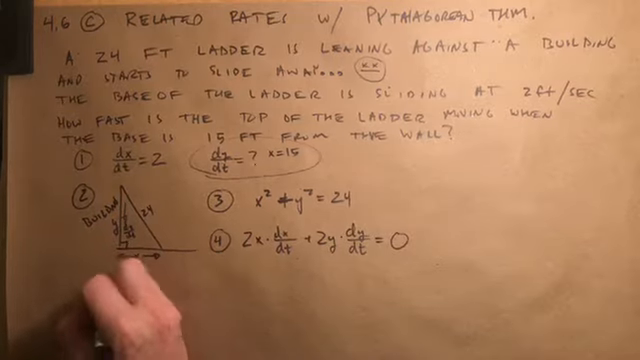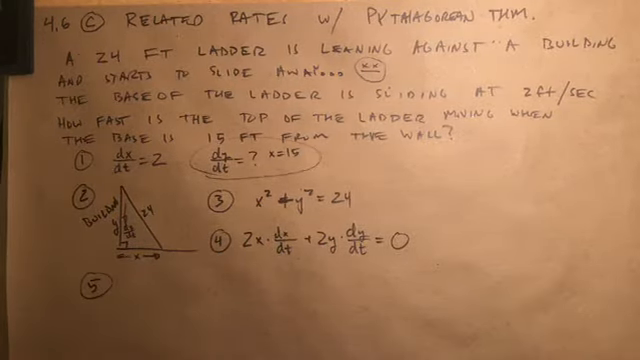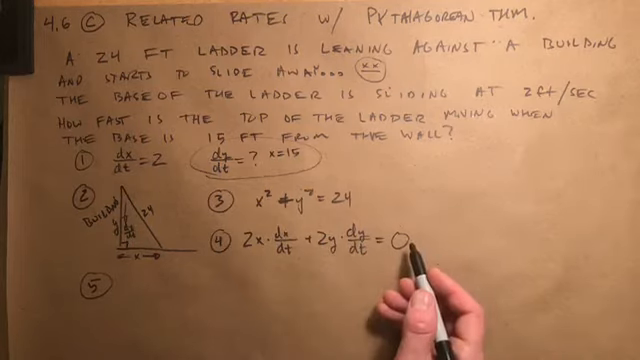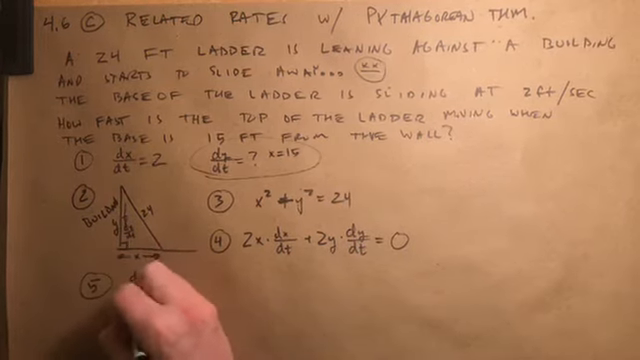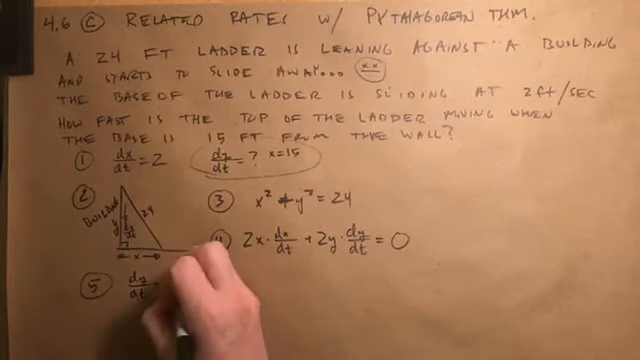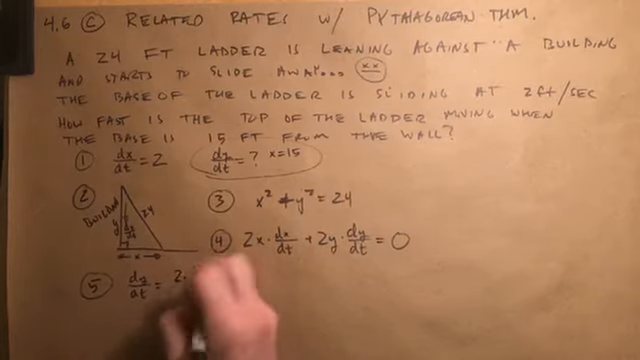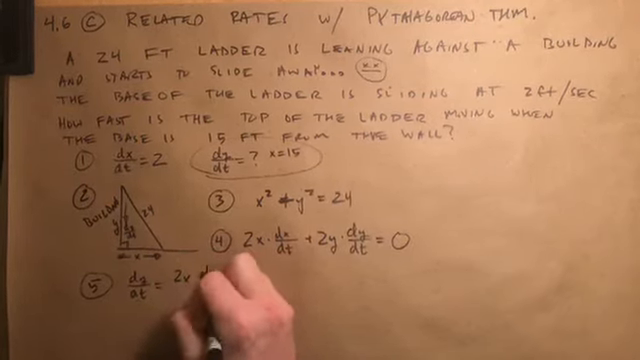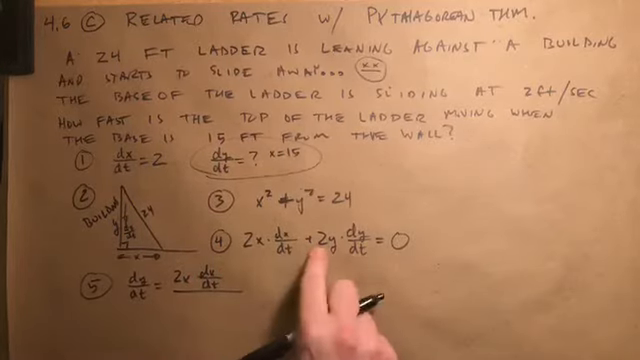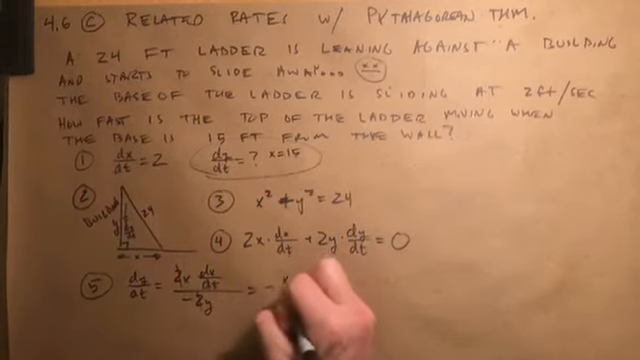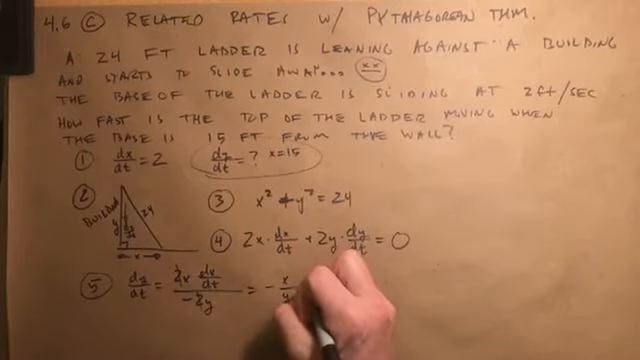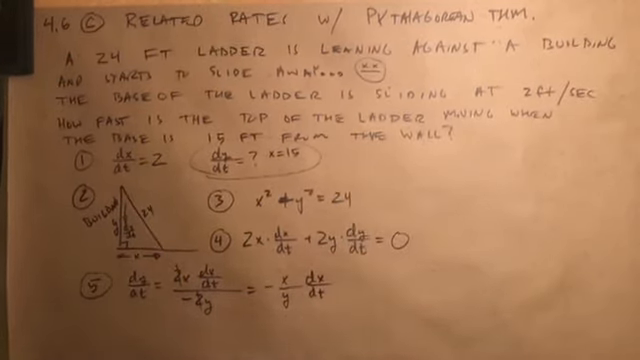Now, in our next step, I like to solve for the thing that's unknown. So I'm going to solve for dy/dt. I'm going to bring the other term to the other side of the equation, and I'm going to divide by 2y. So dy/dt is going to be equal to 2x dx/dt divided by negative 2y. And sure, the 2's cancel the 2's, and we can just wrap that up as negative x over y times dx/dt.